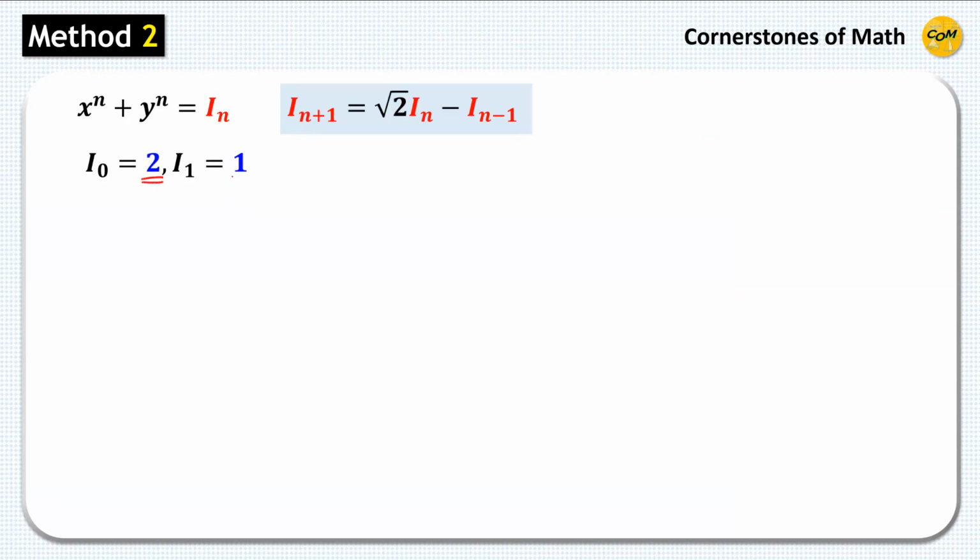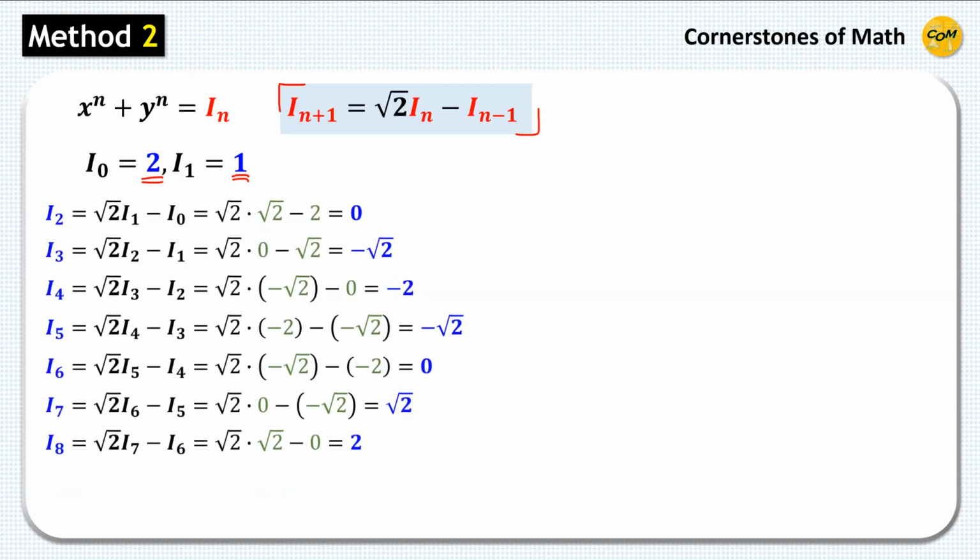So using these two initial values and this recurrence relation, we can find the values of I_n up to whatever number of terms as we want. Here, I have calculated the values up to I_8 for you. But at this point, some of you might be thinking, this process is lengthy and time-consuming. So why use this method when there are other more efficient methods I can use?